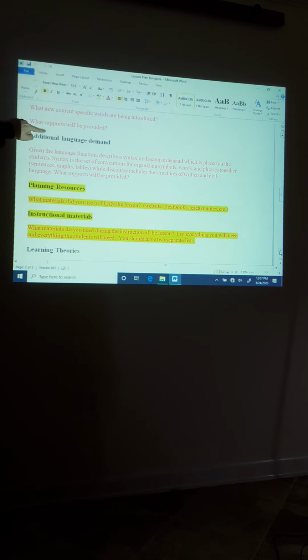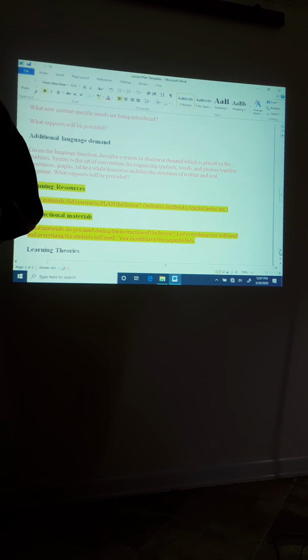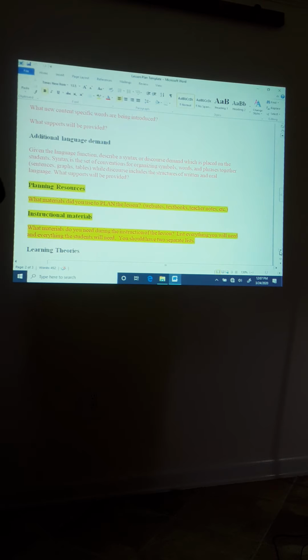If your assessment is they are going to write the ending to a story, that's discourse. Discourse includes structures of written and oral language. If they're debating, whatever the students are doing, if the students are debating a topic in social studies, that's discourse. If they are solving problems in mathematics, that's discourse.